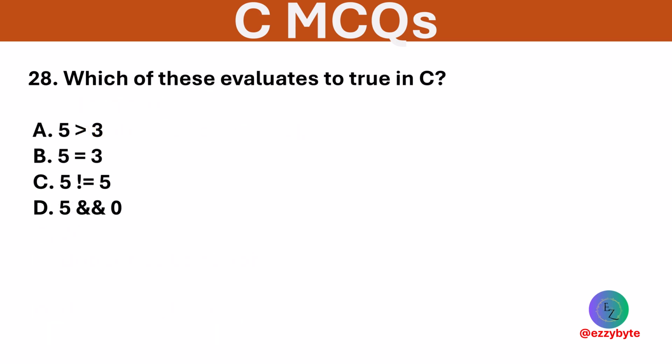Which of these evaluates to true in C? Options are 5 greater than 3, 5 equals 3, 5 not equals 5 and 5 and 0. Option A is correct. This is a valid relational expression returning true.